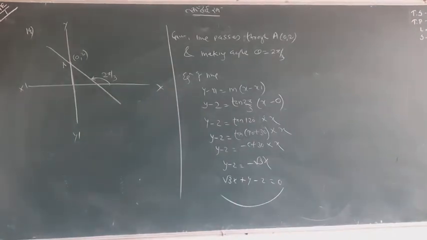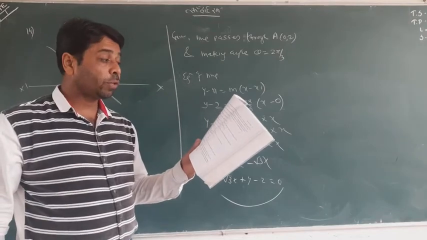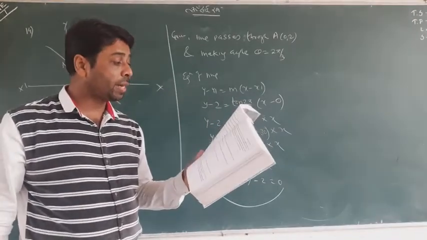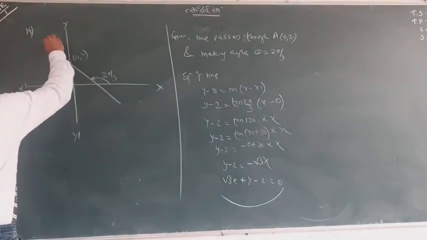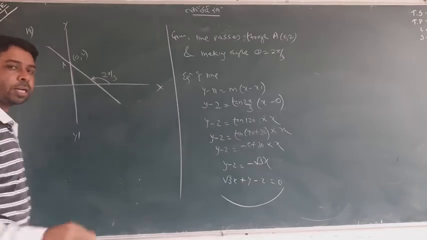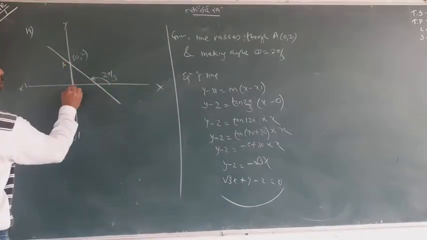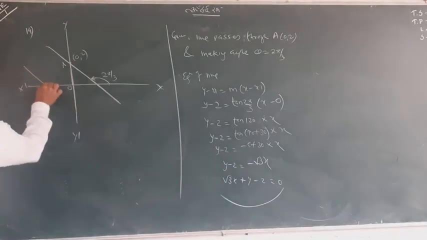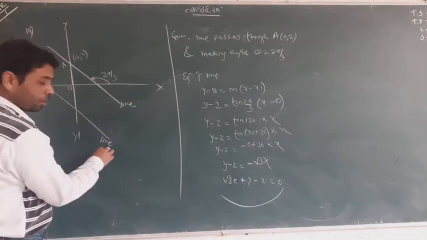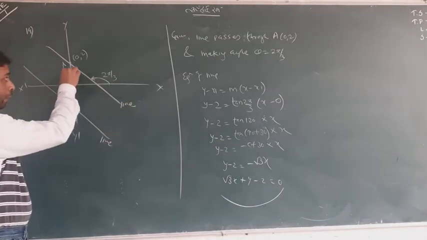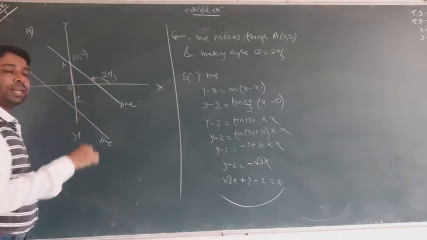Now the next question says: find the equation of the line parallel to it and crossing the y-axis at a distance 2 below the origin. Meaning we have to draw the parallel line of this line, but this time it cuts an intercept of 2 on the y-axis below the origin. The line is parallel to this line, and it is below the origin. The intercept is given as 2, meaning this distance is called the intercept.